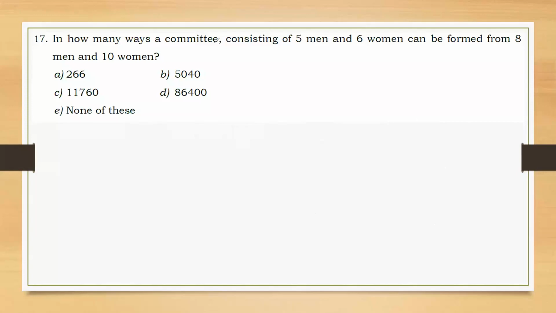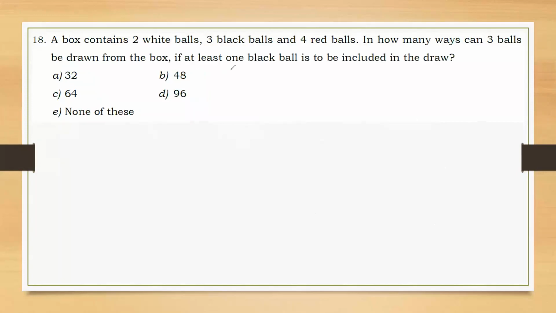So here we have 2 white balls, 3 black balls, and 4 red. In how many ways can 3 balls be drawn from the box? Actually, you will expect the same question in probability. In that same method, and finally, you have to divide by the sample space. That's the difference for permutation, combination, and probability.